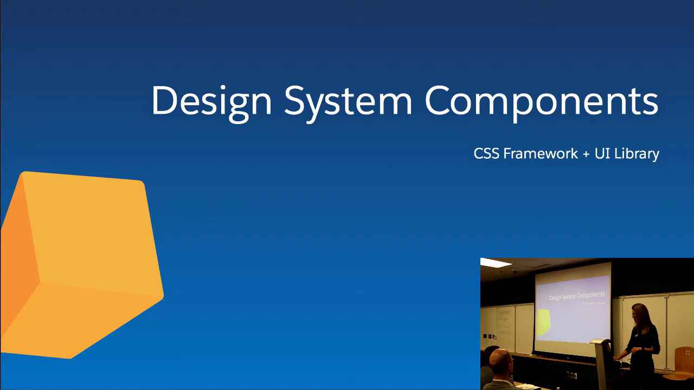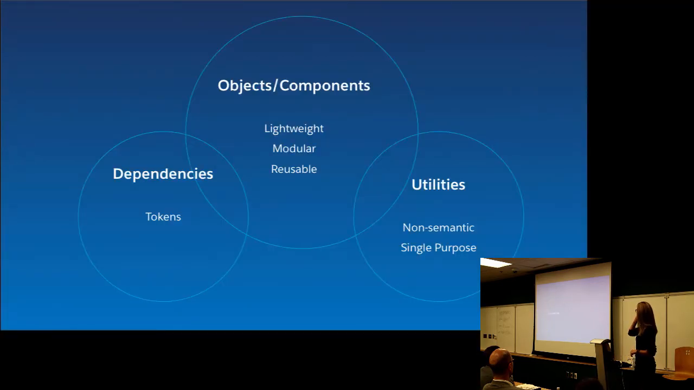It's very exciting. Our framework consists of 3 parts. We have dependencies, which consist of tokens. We have objects and components. These are lightweight and modular and reusable. A little different than you might think of when you hear Lightning components. These are components in our UI library. And then we have utilities, which are non-semantic, single-purpose classes that give you added ability.